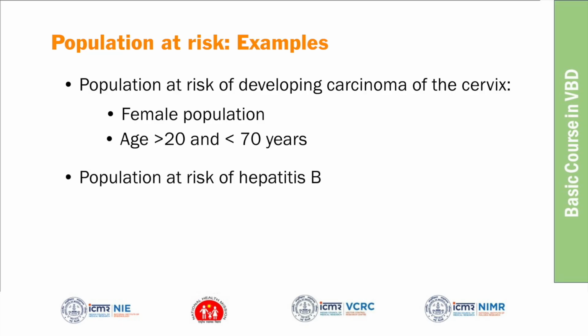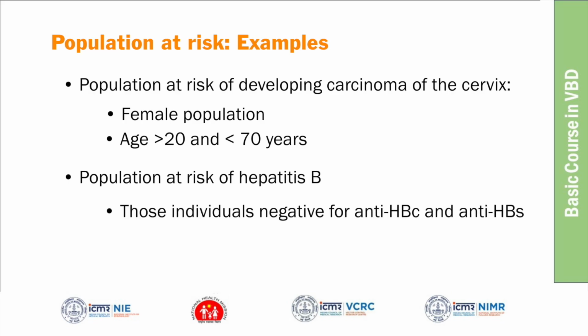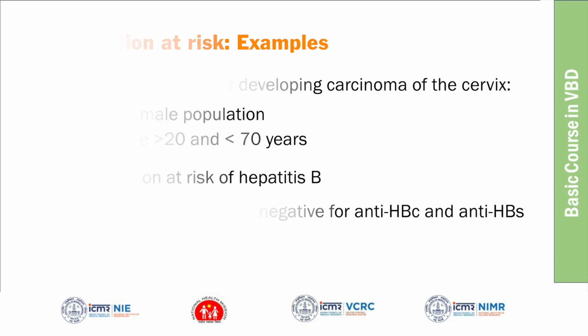Similarly, if we want to talk about the susceptible population at risk of developing hepatitis B, then these are the individuals who are negative for core total antigen for hepatitis and also negative for anti-HBs. Similarly, for diseases of interest to you, you can identify who are the individuals likely to get the disease, who are susceptible to the disease.